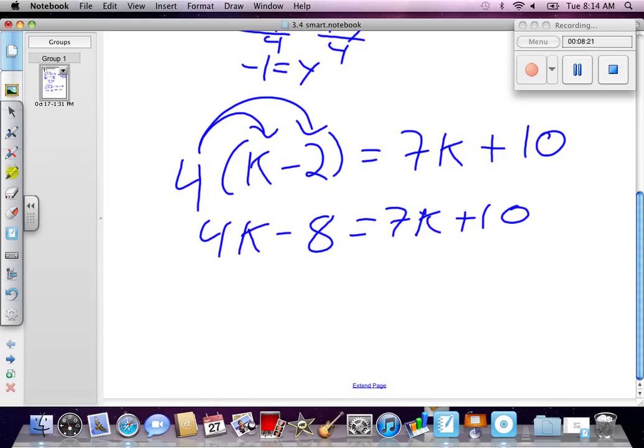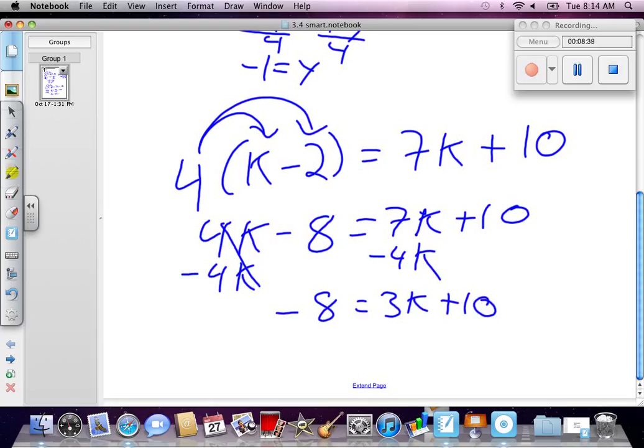My recommendation at this point is, because 4k is smaller than 7k, that you move 4k to the other side. So I'm going to subtract 4k from both sides. These cancel. I'm left with negative 8 equals 3k plus 10. So now it should look just like the stuff we did yesterday. At this point, I'm going to subtract 10 from both sides.